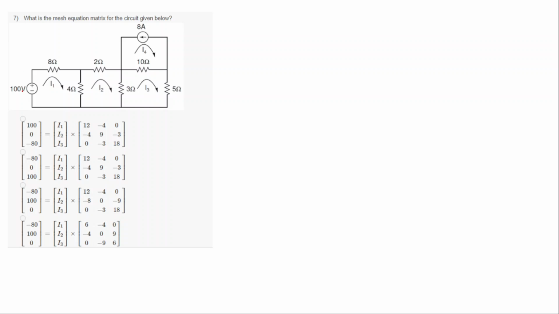Okay, so let's form the mesh equation for this matrix. So now, what is the mesh equation matrix for the circuit below? So now let's see, this mesh is I1, I2 and I3, and this I4 as the current forced in this direction. So the first equation will be I4 will be minus 8 ampere. Okay, so this will be our 8 ampere.